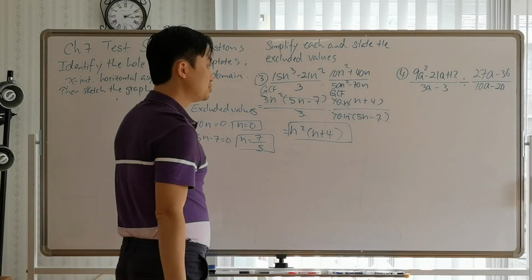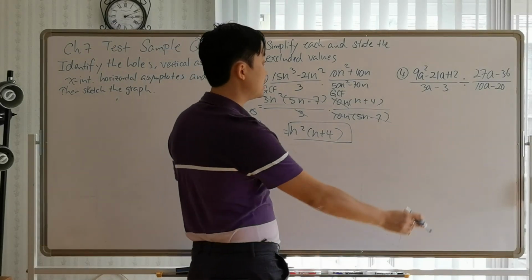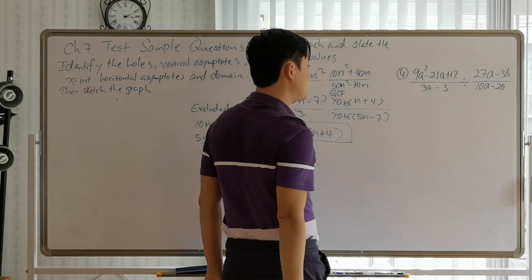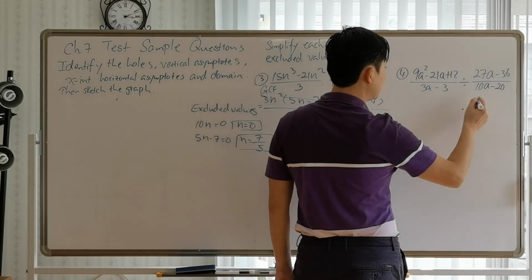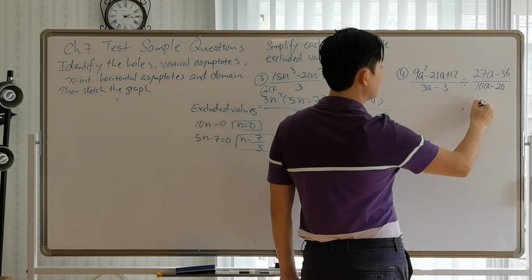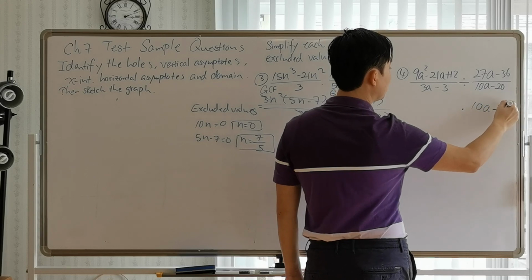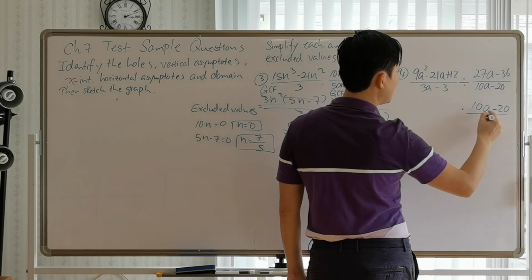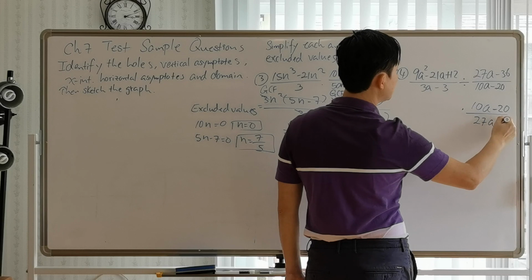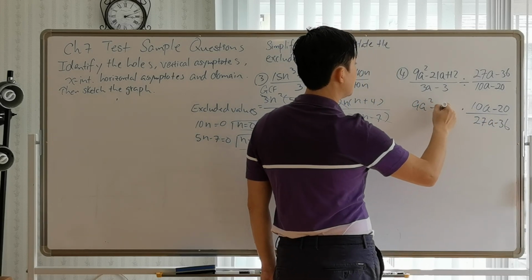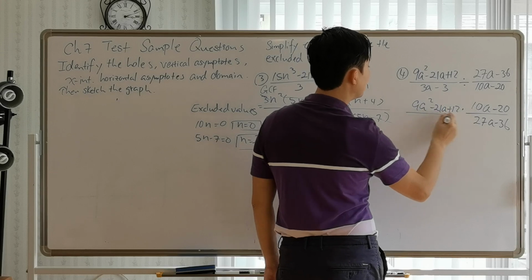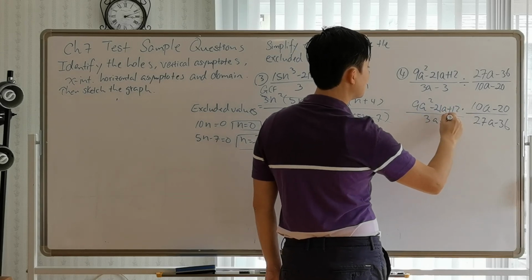Now what about the division one? Division, so the first thing that you want to do, whatever the second rational expression you have, you want to flip it over, because you want to convert it back to a multiplication problem. So for this one, we want to flip it over. So it's 10a minus 20 over 27a minus 36. And then the first one, we just want to bring it down, or you want to factor it. Well, we can do that in the next step here.